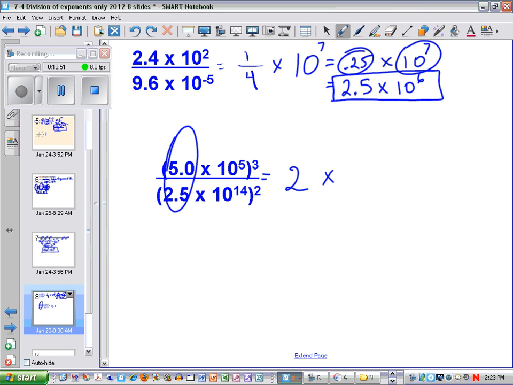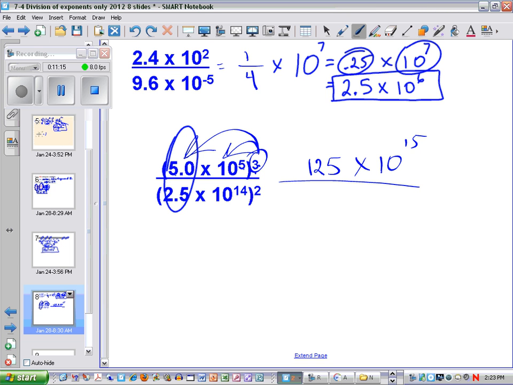10 to the, oh, hold on there, Van Meter. We've got this cube that we have to apply to both before we do anything. So that's 5 cubed. That would be 125 times 10 to the 5th cubed, 10 to the 15th, power to a power multiply. Now down here, we've got 2.5 squared. That'd be 6.25 times 10 to the 14th squared, power to a power multiply. Now we can divide our numbers.